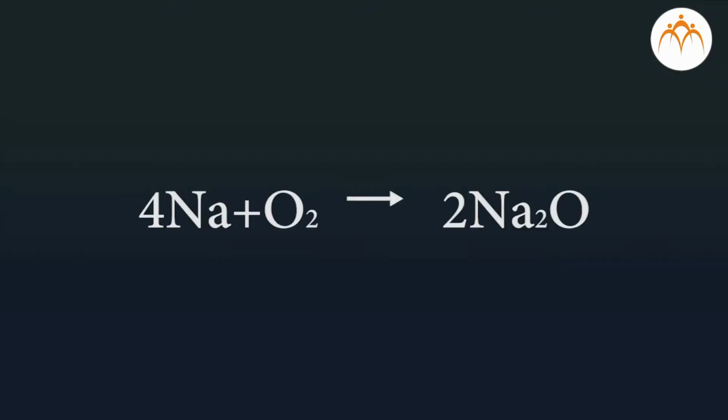Metals react with oxygen to form metal oxides. Sodium and potassium are very reactive metals. Sodium combines with oxygen in the air even at room temperature and forms sodium oxide. 4Na plus O2 gives 2Na2O. On exposure to air, sodium catches fire. Therefore, it is kept in kerosene to prevent accidents.